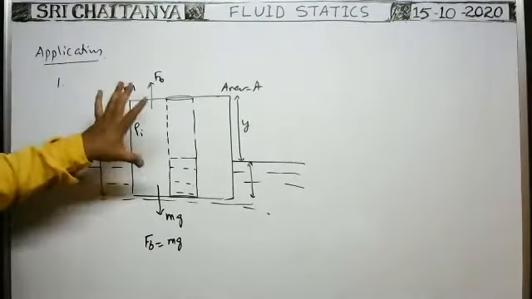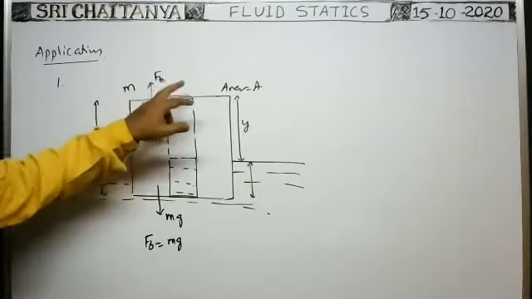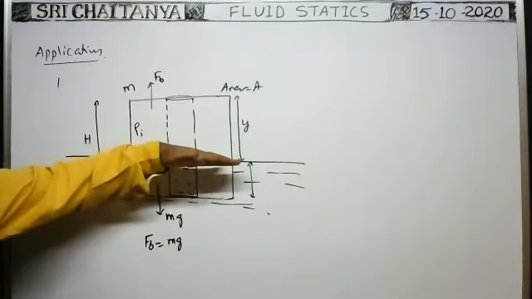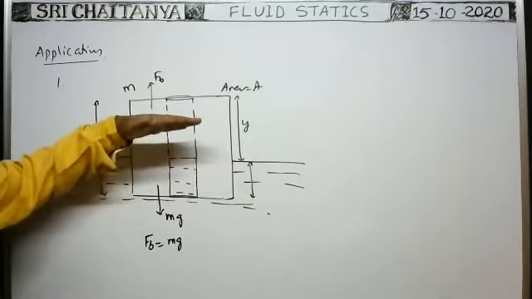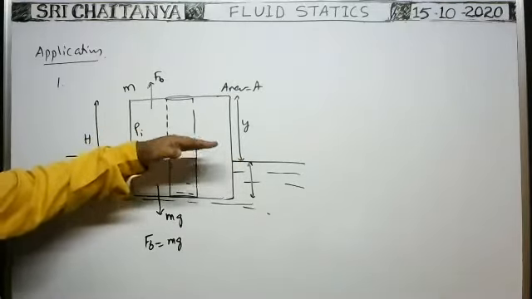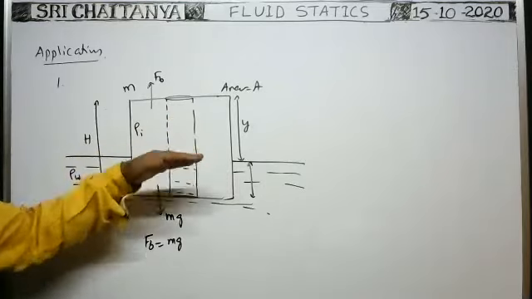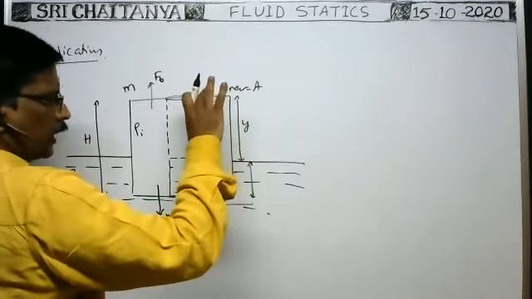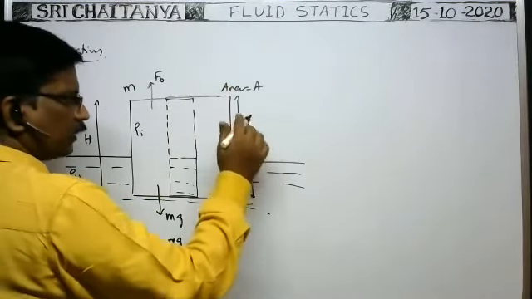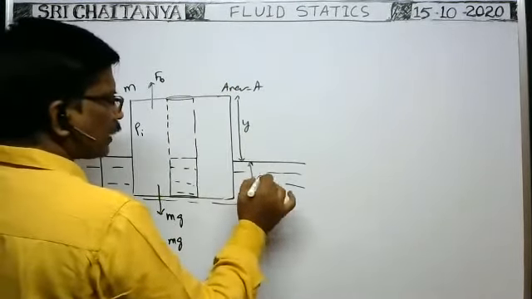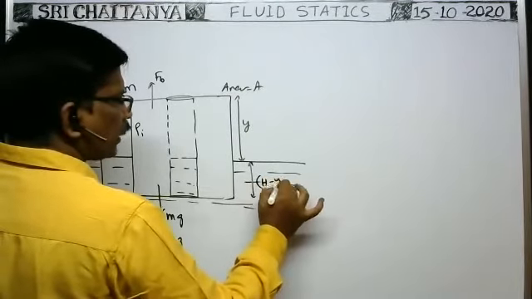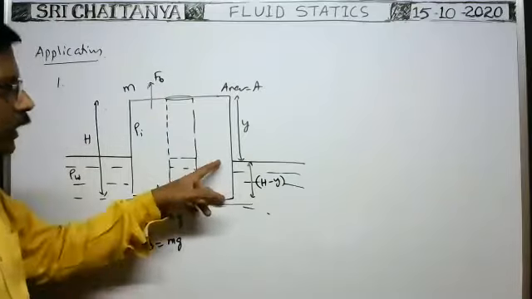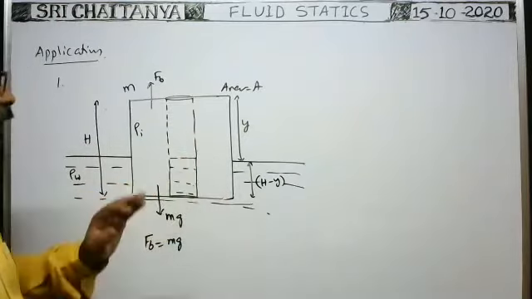Here, one ice block of height h having a bore in it is kept over the surface of the water. Whenever it is floating here, a part of the height of the ice block is submerged in the liquid. Suppose the height of the ice block over the surface of the water is y, then the height of the ice block submerged in the water is equal to h minus y. So this height of the ice block is submerged in the water.